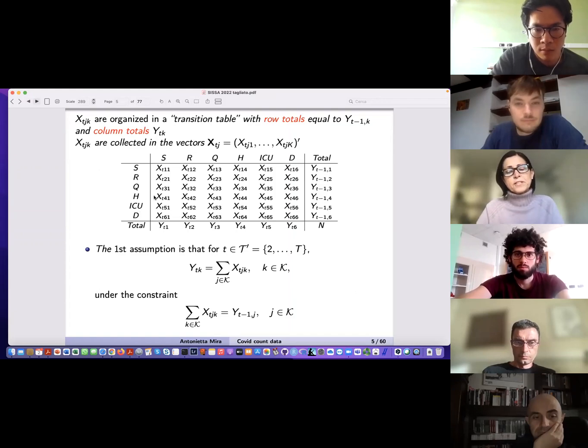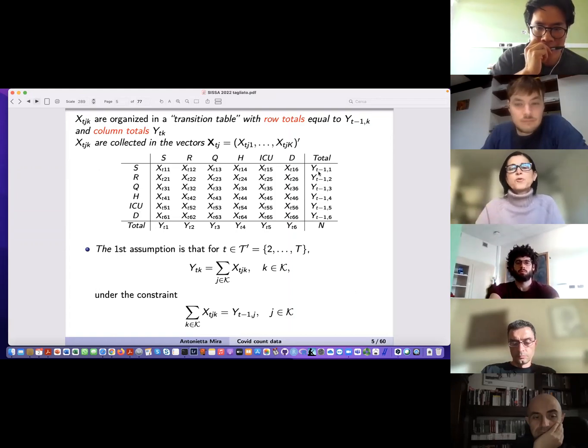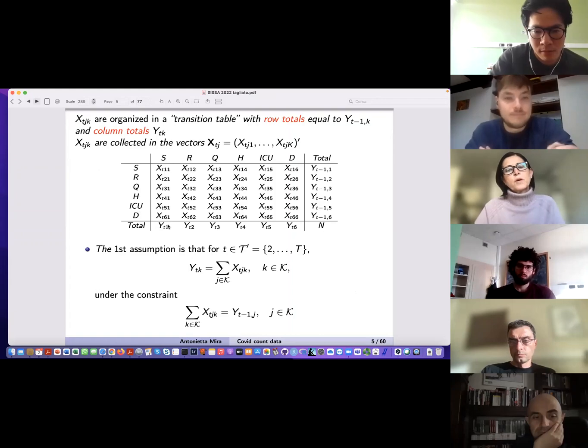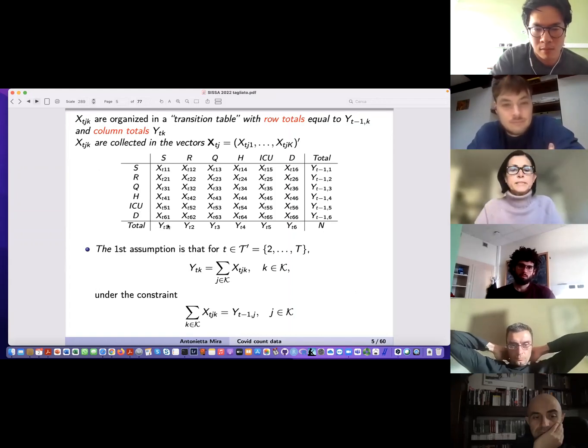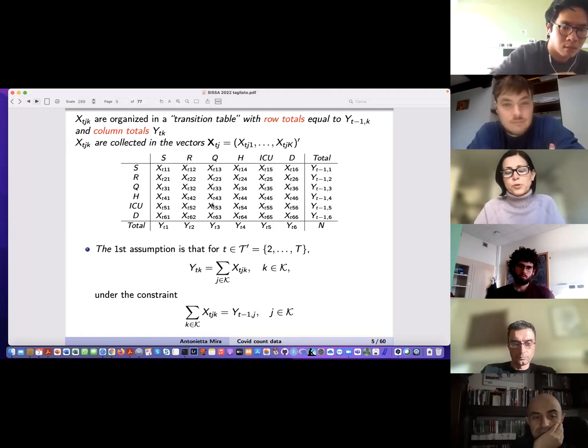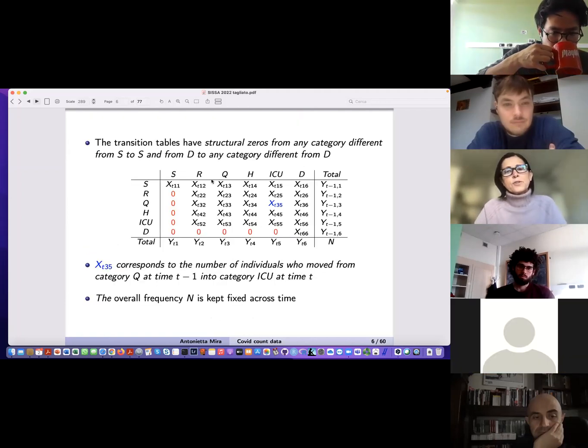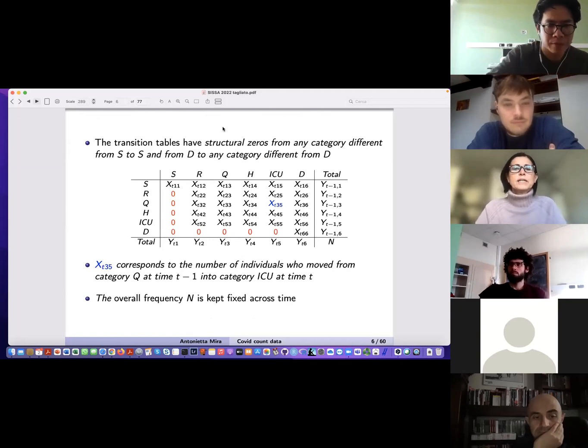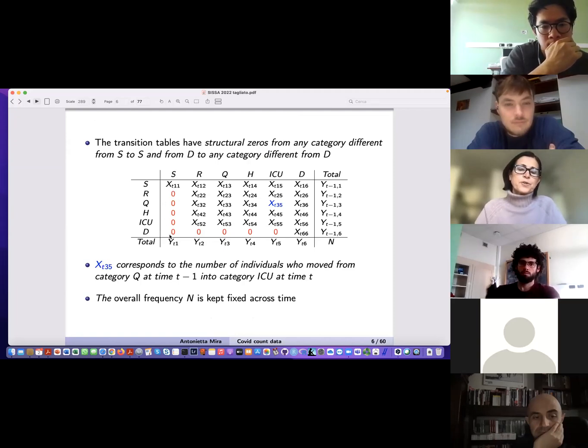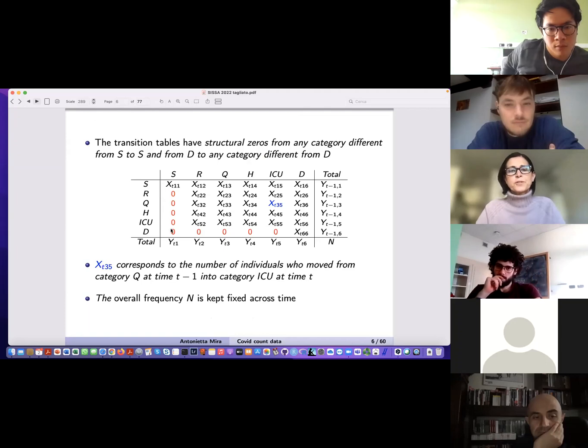The first assumption of this model is that if we sum along the rows of this table, we obtain the count for that category at time t-1. If we sum along the columns, we obtain the count for that category at time t. So the marginals are observed. The table, the transitions, are not observed. This table has some structural zeros. Because S is susceptible, not before ill, those are zeros. And similarly, because D is deceased, if you're dead, you can only stay dead. So we have those structural zeros, and each one of these entries, as I said, is a transition count.